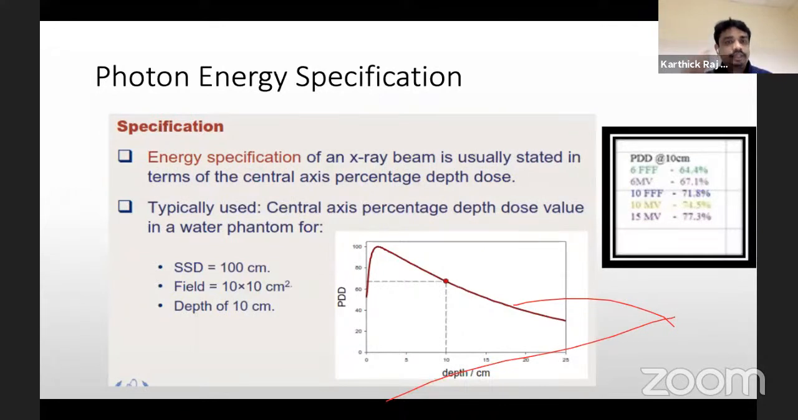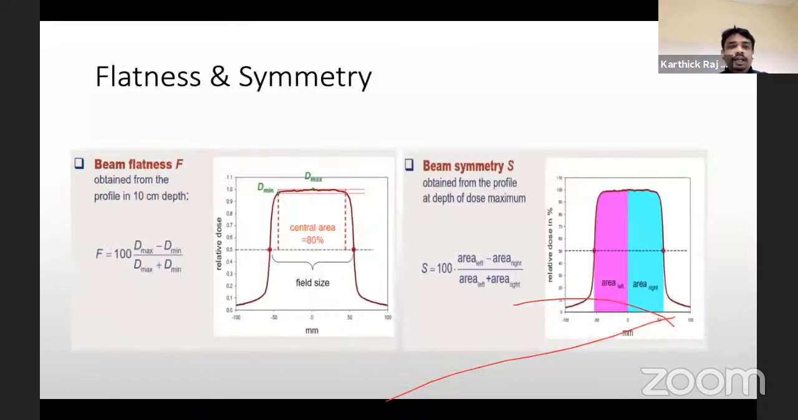These are the checks you do when you accept the machine, and we keep this as a baseline and monitor it for the entire lifespan of the machine. The other important thing is we always do flatness and symmetry checks, because these are the data we feed into the treatment planning system. But over time, when you start using the machine, whether it is able to maintain the flatness and symmetry is very important. And the machine has its own interlock. When the symmetry and the flatness go more than 2%, it shows the interlock.